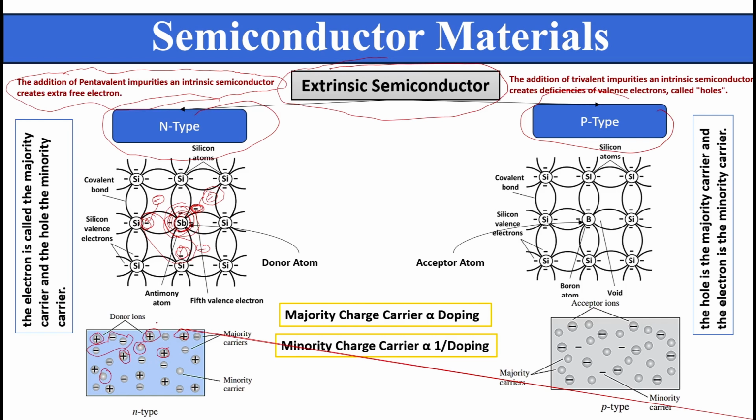So in n-type semiconductor material, the number of electrons is greater than the number of holes. That means the electron is the majority charge carrier and the hole is the minority charge carrier. But in a p-type semiconductor, the addition of trivalent impurities to an intrinsic semiconductor creates a deficiency of valence electrons, and that means it creates extra holes.